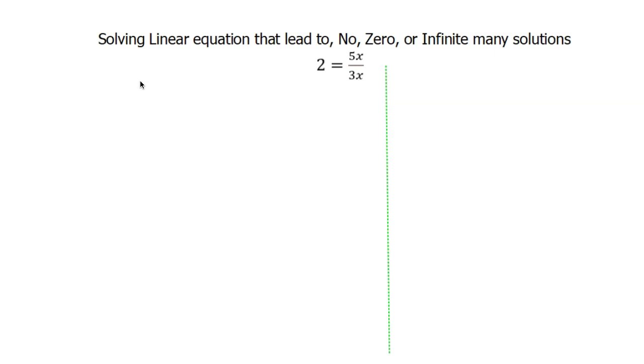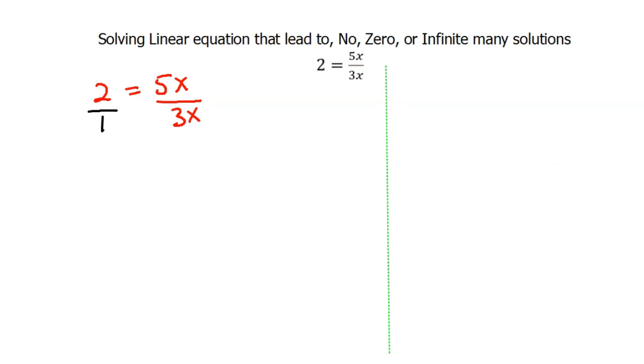In this video, we're going to look at linear equations that lead into zero, no solution, and infinitely many solutions. So our first question, we have 2 equals 5x divided by 3x. We want to solve this one here. What we have to do is that every number is divided by 1.